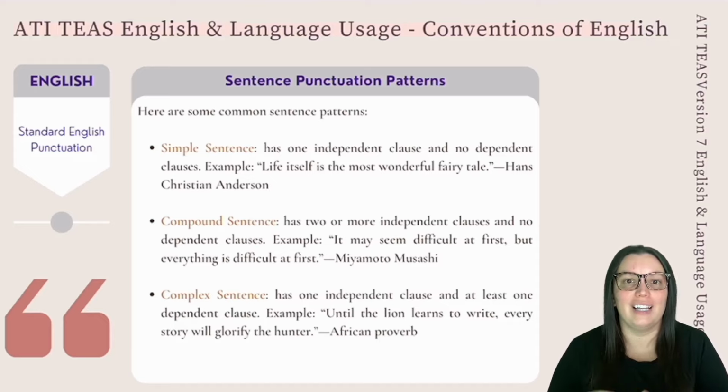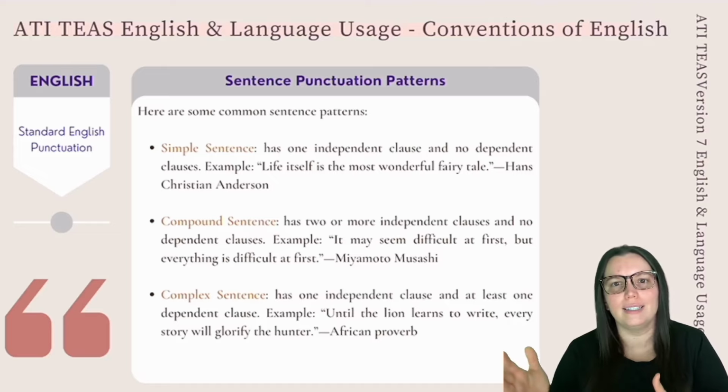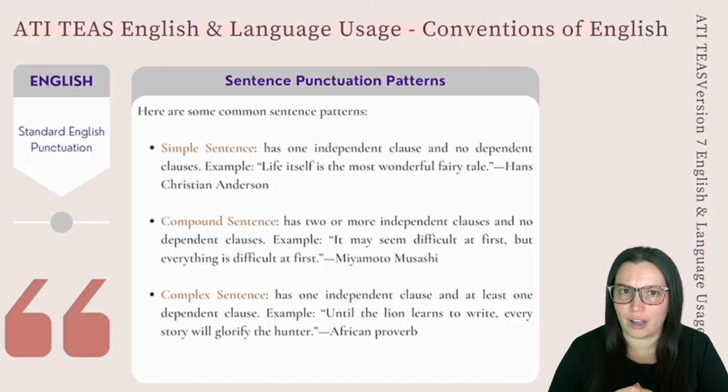So for example, "Life itself is the most wonderful fairy tale." That was by Hans Christian Andersen. Compound sentences have two or more independent clauses, but no dependent clause. So for example, "It may seem difficult at first, but everything is difficult at first," right? That is an example of a compound sentence.